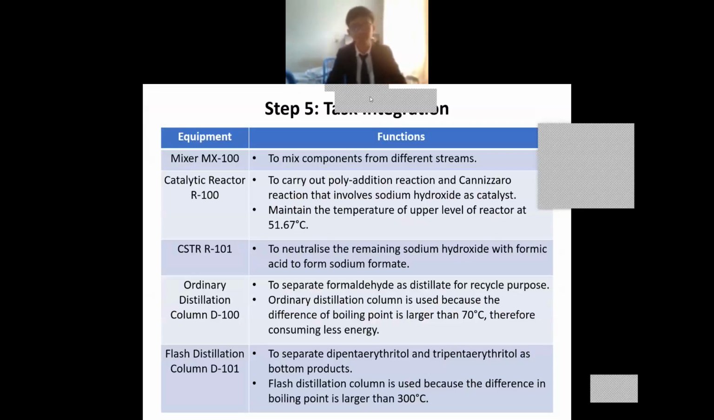Step 5 is the task integration. Catalytic reactor and CSTR are used to carry out all the reactions. Ordinary distillation column and flash distillation column.